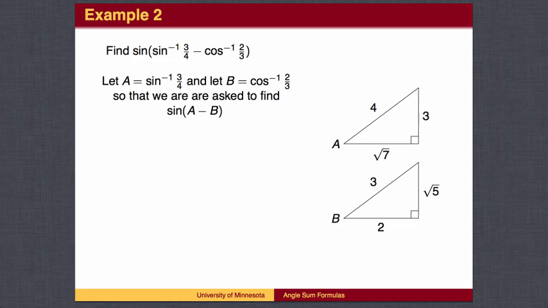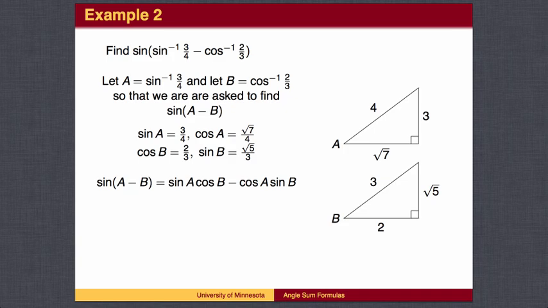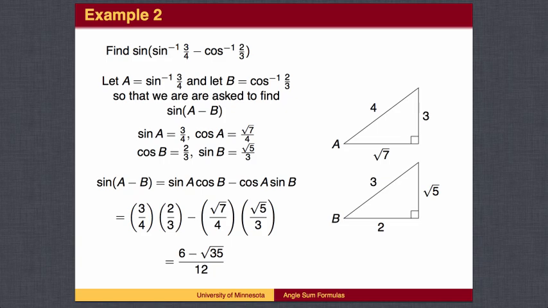We then need to decide which quadrant each of these angles is in so that we can decide whether the values are positive or negative. Recall that the inverse sine function is always chosen to be on the right half of the unit circle, and since this is the angle whose sine is positive 3/4, that angle should be in the first quadrant. Similarly, the inverse cosine function is chosen to be on the top half of the unit circle in quadrants 1 or 2. And since this angle has a cosine value that is positive, that should also be in the first quadrant. Both of these angles are first quadrant angles. Once we have the triangles labeled, we can read the values of sine and cosine from the triangles. Use the appropriate formula, plug in the values, and simplify.